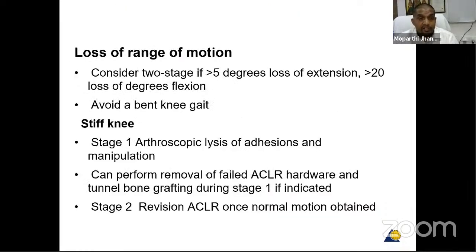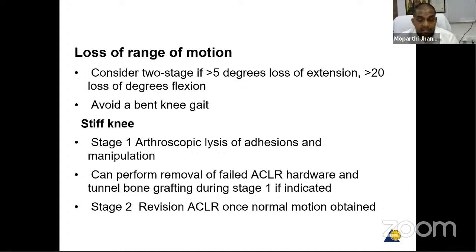If there is any loss of range of motion, we have to consider a two-stage procedure. If there is more than 5 degrees loss of extension and more than 20 degrees loss of flexion, never do a revision ACL in the bent knee gait, because these are the cases where the revision ACL can also fail.